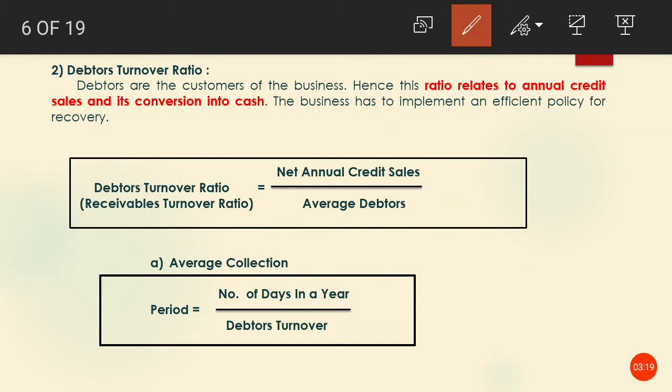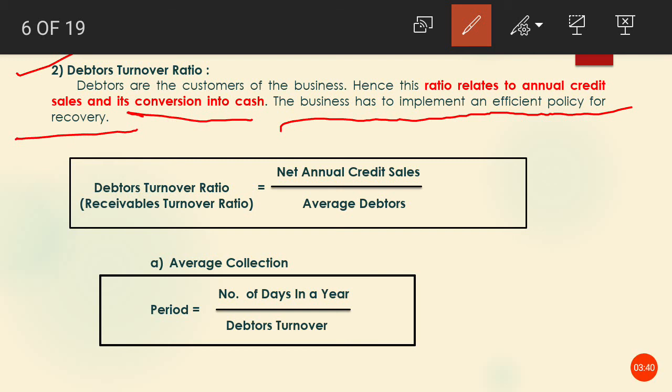Second, debtors turnover ratio. Debtors are the customers of the business. Hence, this ratio relates to annual credit sales and its conversion into cash. The business has to implement an efficient policy for recovery. This ratio is expressed in times.